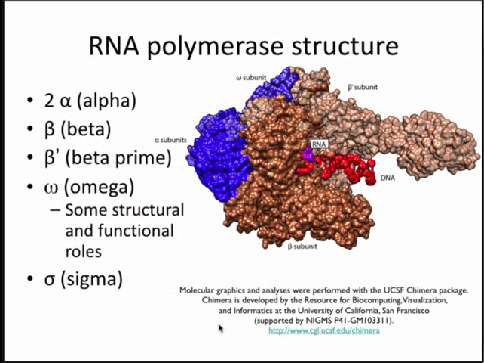So here's an RNA polymerase, and I used a molecular graphics program to make a little molecular model of it. And here are the two alpha subunits. Here's an omega subunit. Here is the beta subunit. Here's the beta prime subunit. And then here is the RNA in purple, and the DNA in red. And the sigma factor is not shown on this because this isn't an elongation complex.